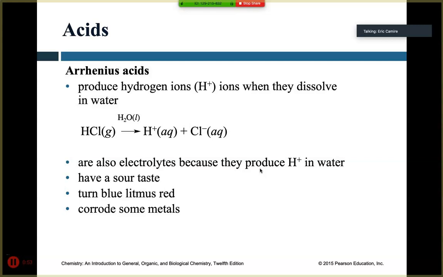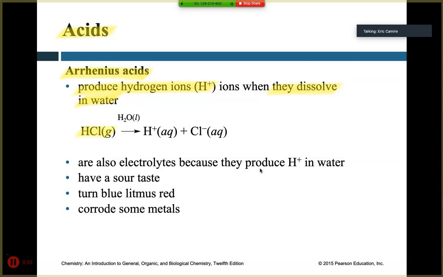So the first thing we need to do is define what an acid is. We're going to talk about two definitions. The first is Arrhenius, which is what we see here. And then we're going to talk about a second definition called a Bronsted-Lowry acid, and we'll see that in a couple of slides. The take-home message is that anything is an Arrhenius acid if it produces hydrogen ions, so H+, when dissolved in water. An example would be something like hydrogen chloride or hydrochloric acid.